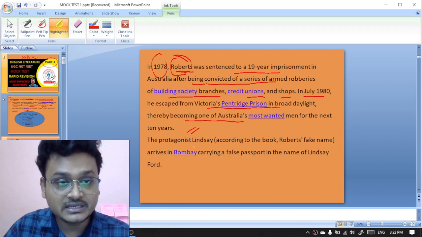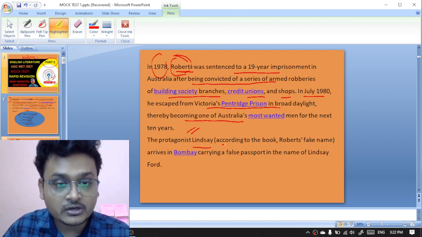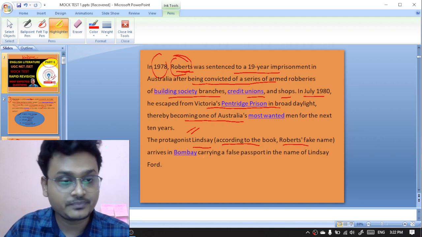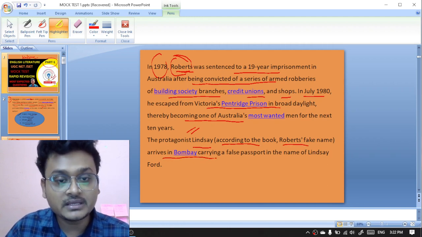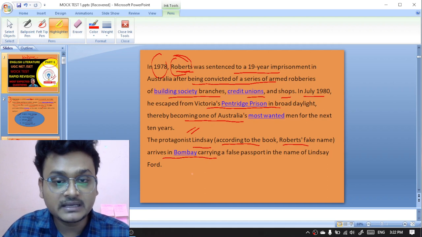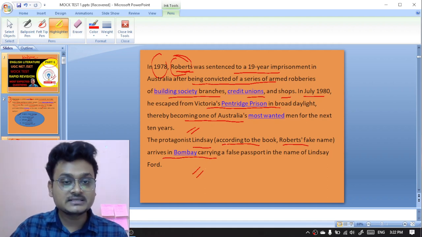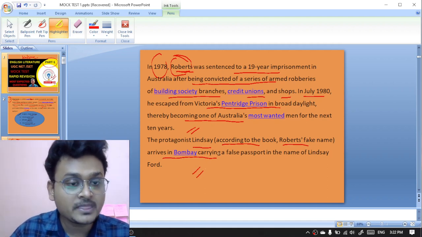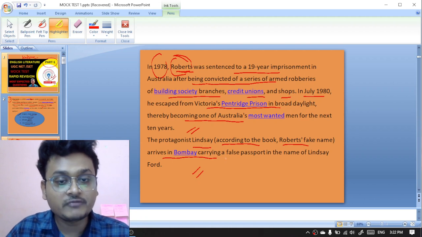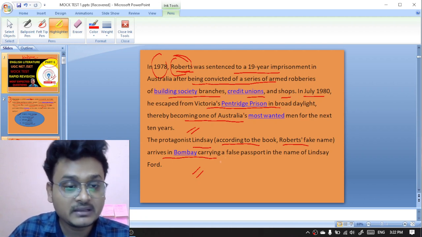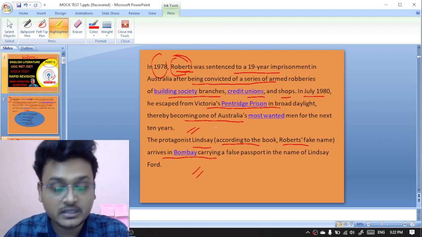The protagonist Lindsay, according to the book, Roberts' fake name, arrives in Bombay carrying a false passport in the name of Lindsay Ford. Okay, next question here.